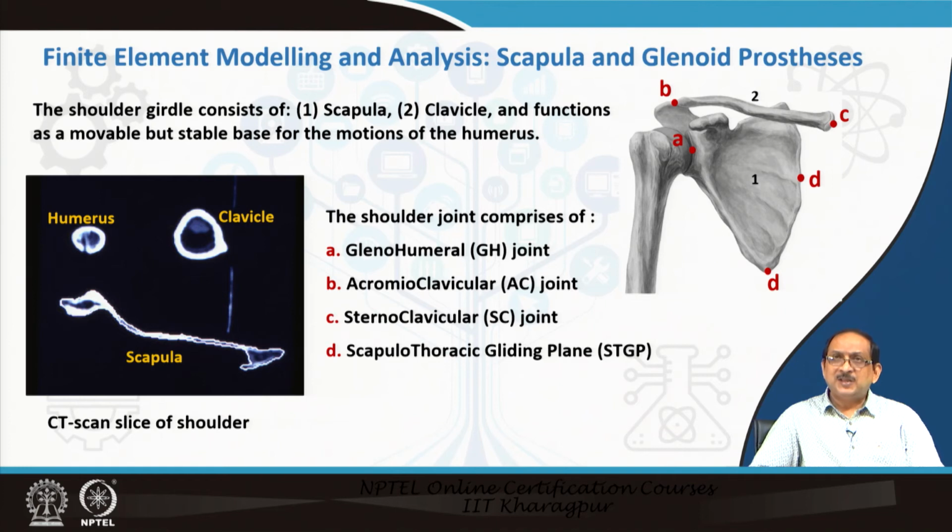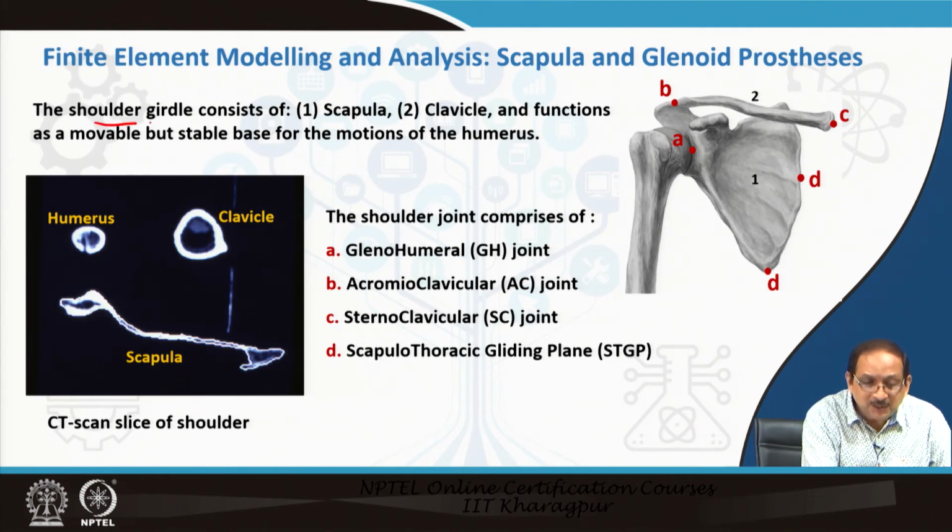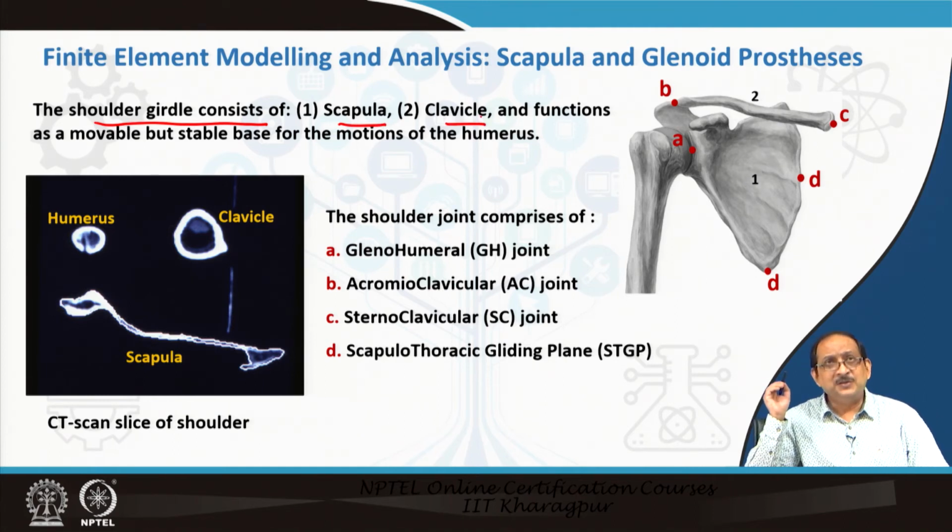Let us now come to the second part of the lecture on finite element modeling and analysis of the scapula and the glenoid prosthesis. So, as discussed earlier, the shoulder girdle consists of the scapula and the clavicle and functions as a movable but stable base for the motions of the humerus. Shoulder joint comprises the glenohumeral joint, acromioclavicular joint, sternoclavicular joint and scapulothoracic gliding plane as indicated in the figure.